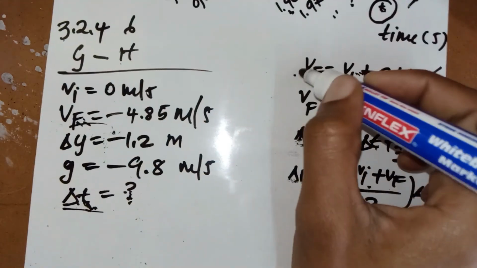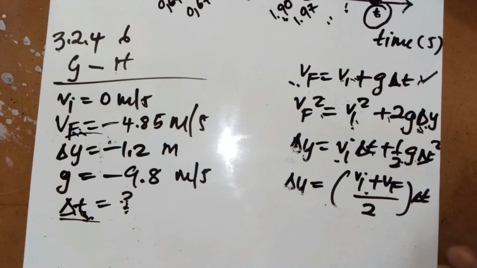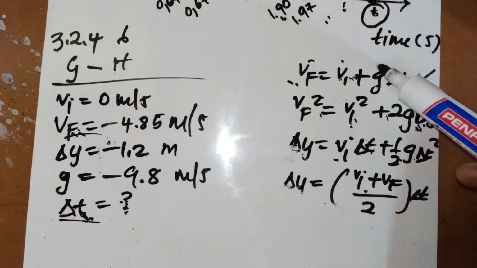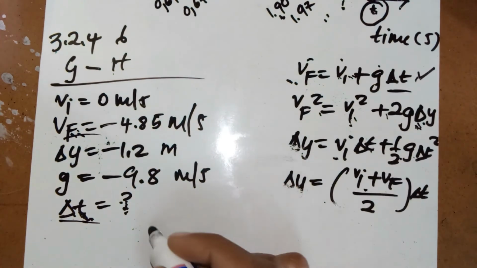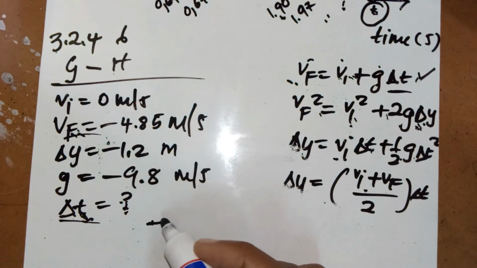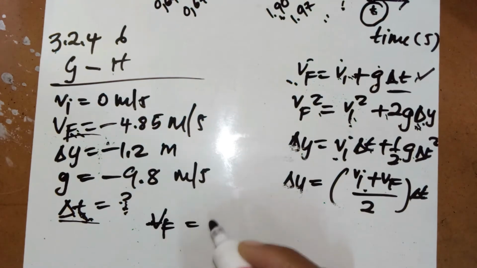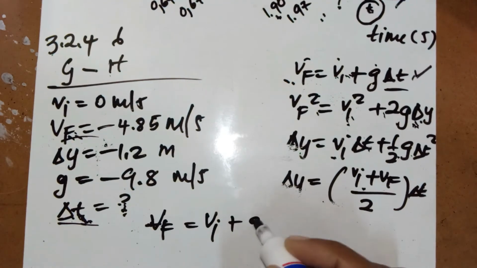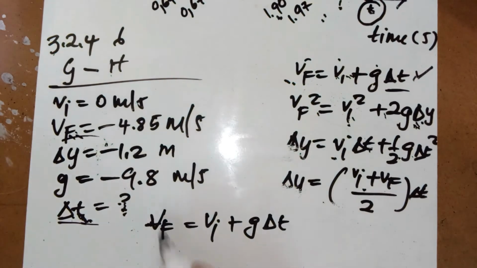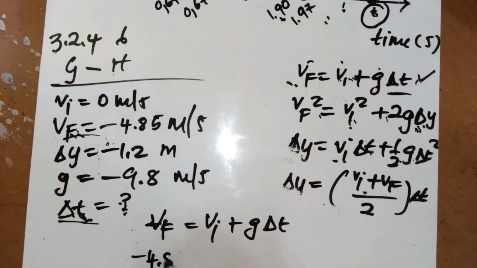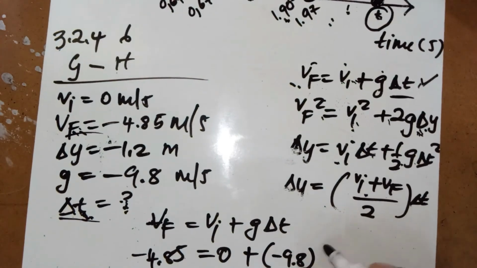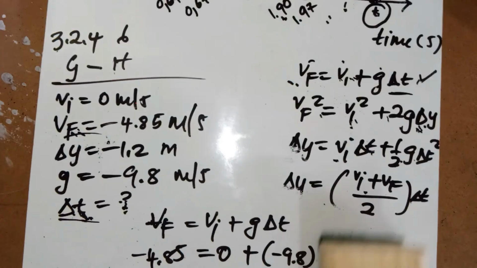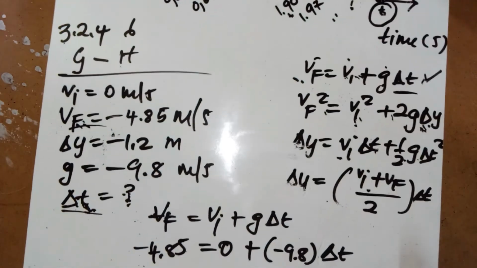So now we can go back to our initial equation. We see we have VF, we have VI, we have G, and we're looking for that change in time. So we say, okay, VF, we said it's a negative, so let me do this properly. VF is equal to VI plus G change in T. Final velocity, we said it's a minus 4.85, equals 0 plus a negative 9.8, and then this entire thing multiplied by a change in T.